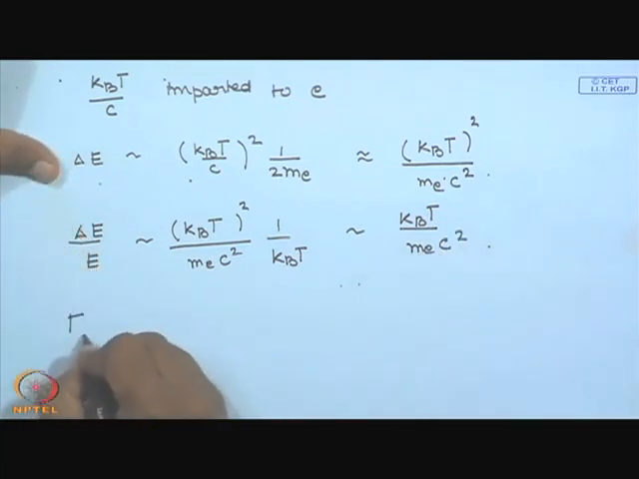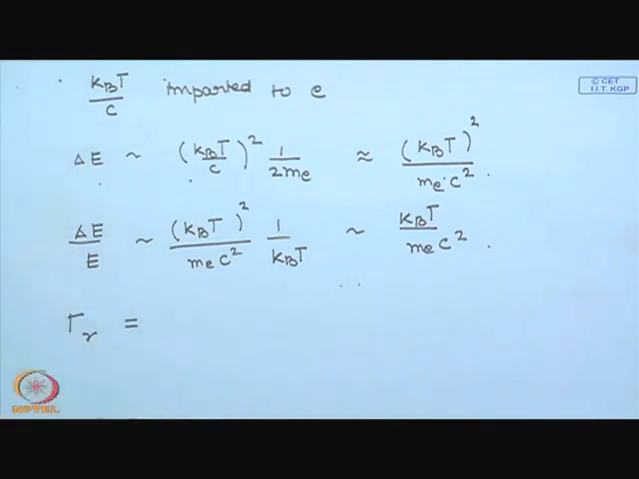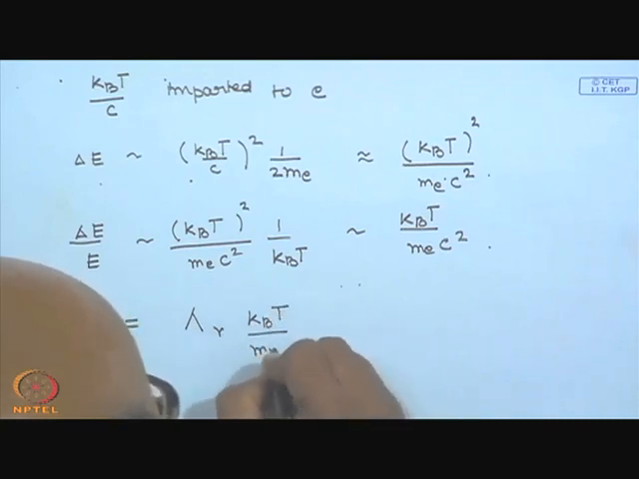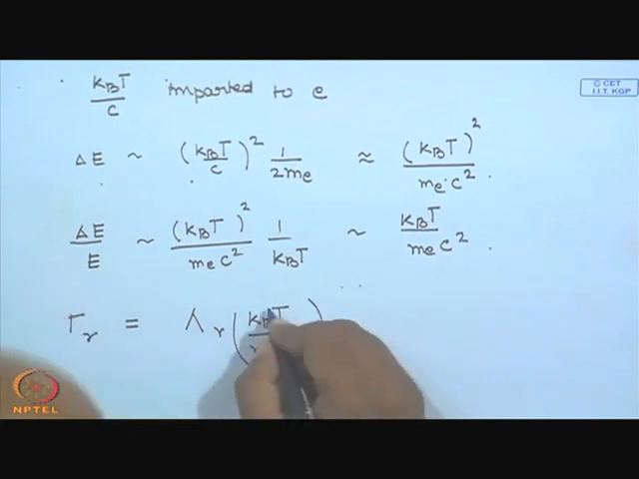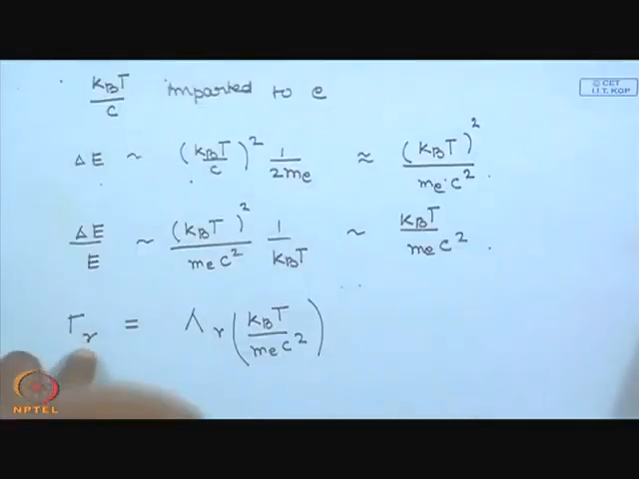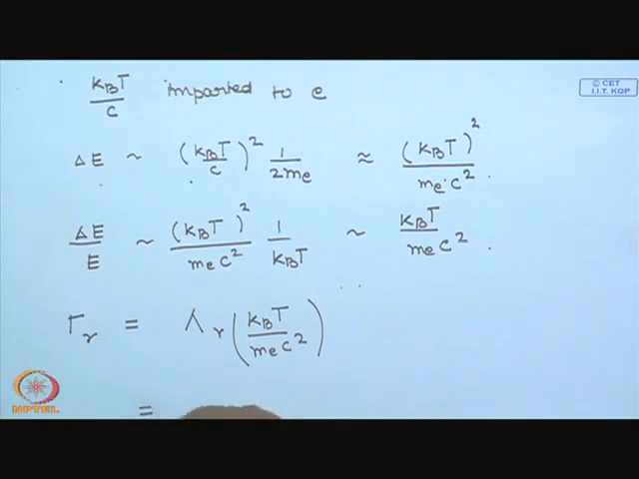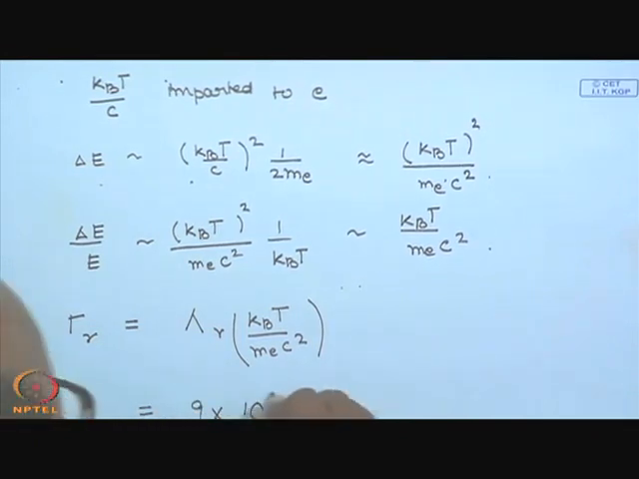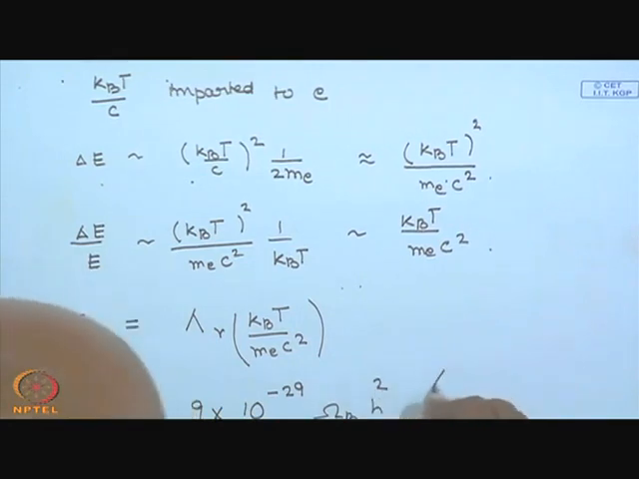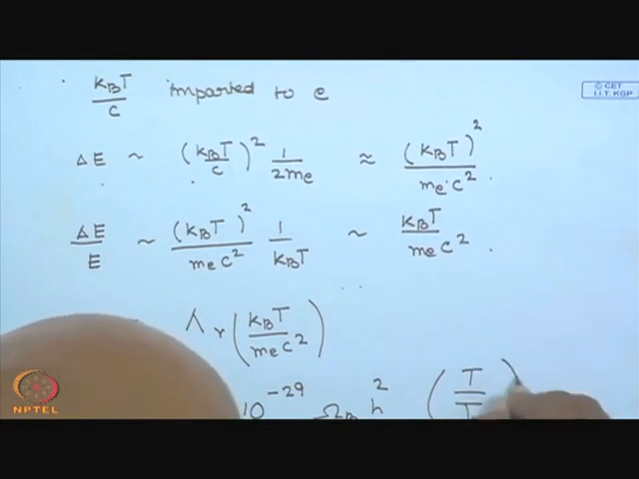So we can calculate the rate at which energy is being exchanged by a photon by multiplying the scattering rate into the fraction of its energy that is exchanged in every scattering, which is k_B T by the rest mass energy of the electron. So what you have to do is use this value that we just calculated over here, and this turns out to be 9 × 10⁻²⁹ omega baryon h squared (T by T gamma naught) to the power 4.